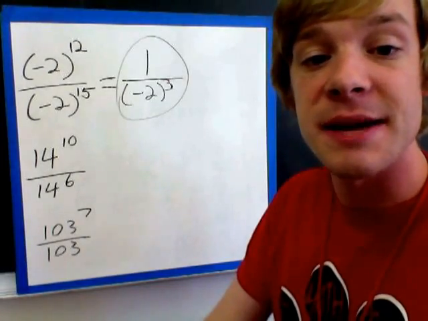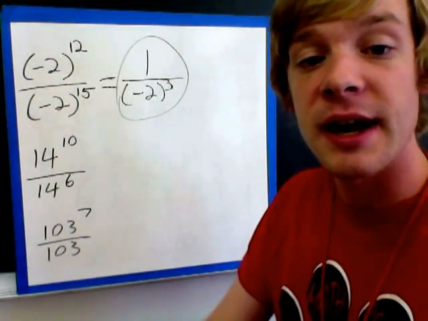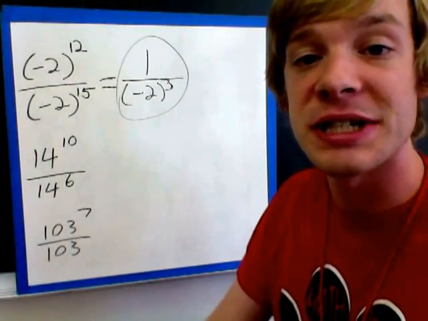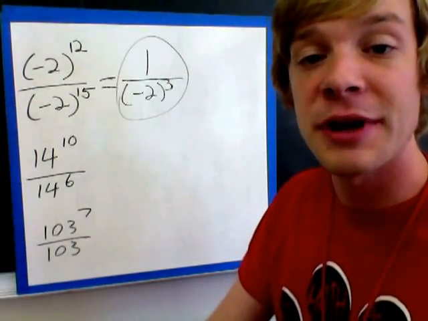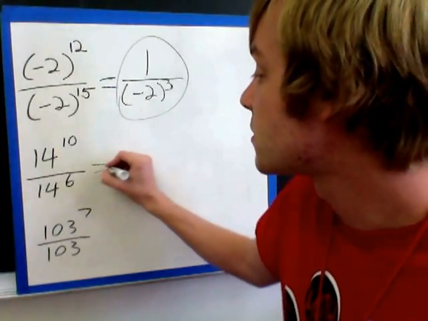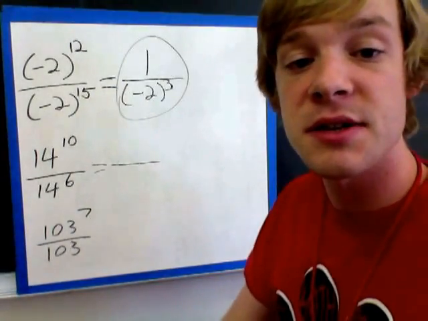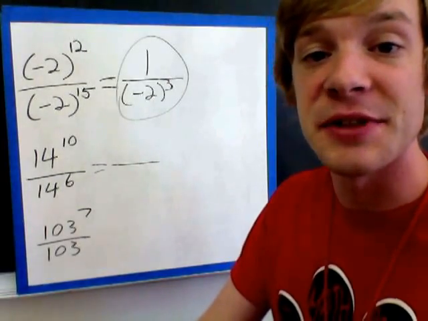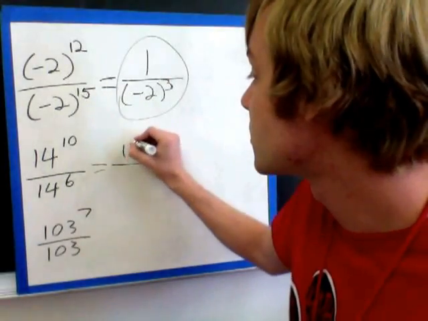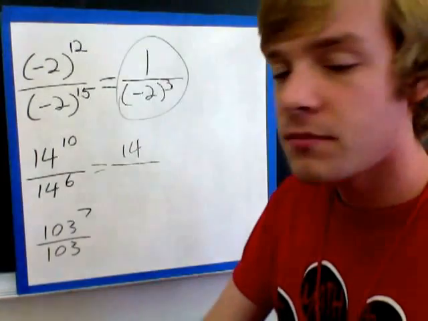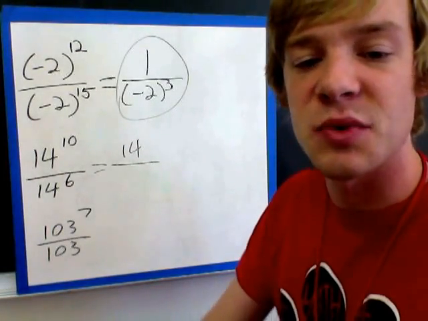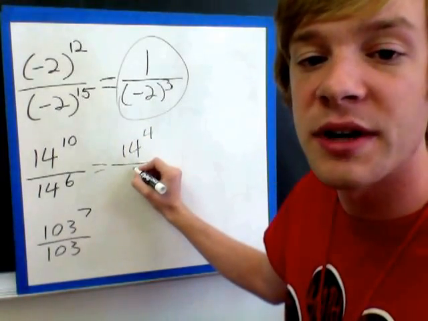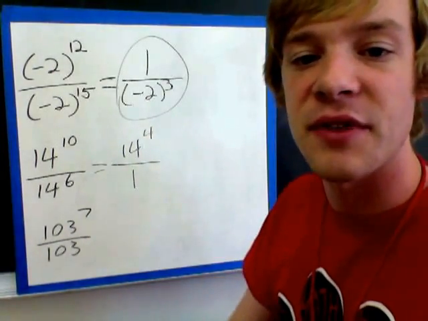All right, my second example here, I've got a base of 14, and in the numerator I have 14 to the 10th power, and in the denominator I have 14 to the 6th power. So I'm going to go ahead and write my new fraction. And since 14 to the 10th power is in the numerator, I'm going to write my base of 14 in the numerator. And then I'm going to subtract 10 minus 6. Well, that gives me 4. And I'm going to have a 1 in the denominator since there was nothing left there.